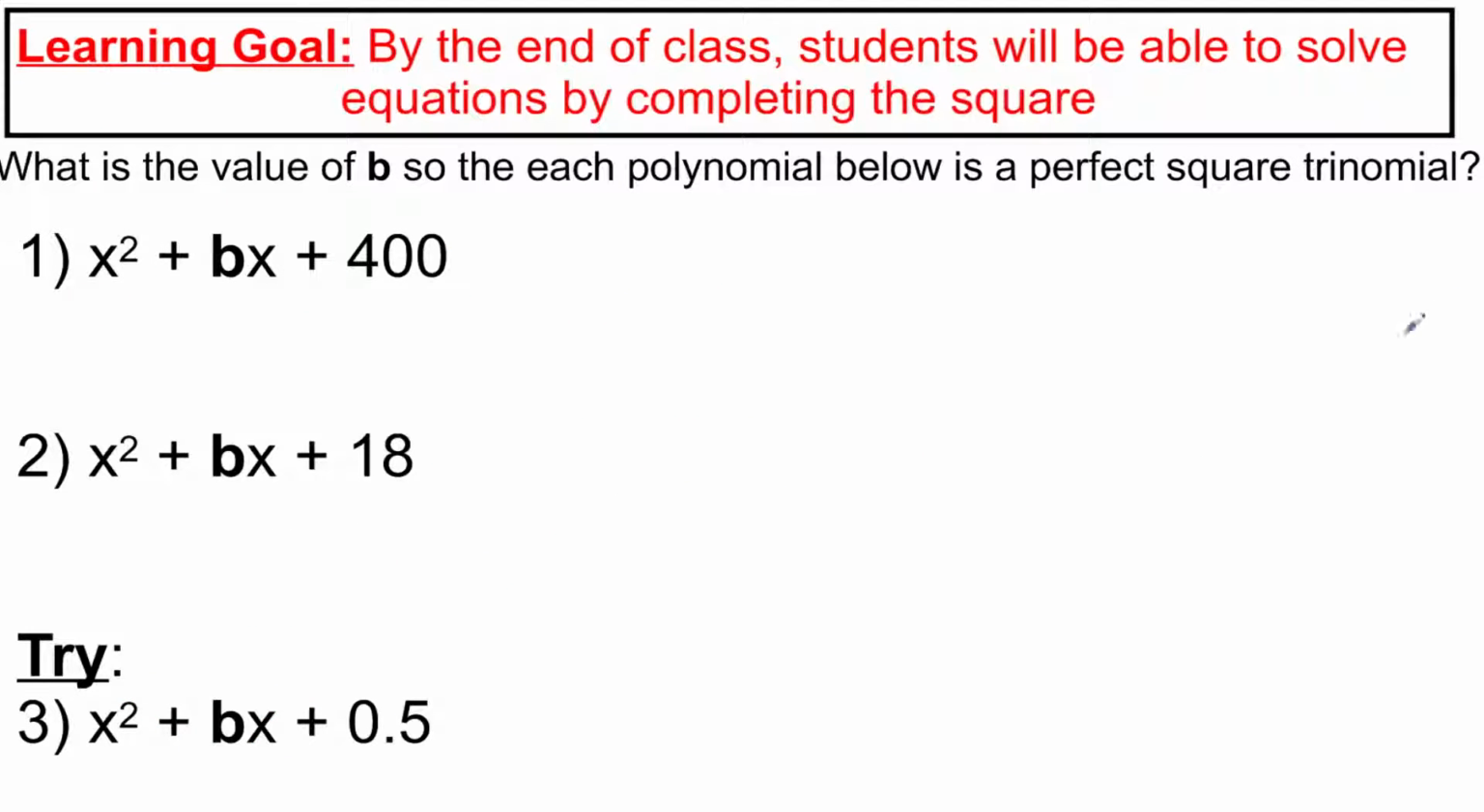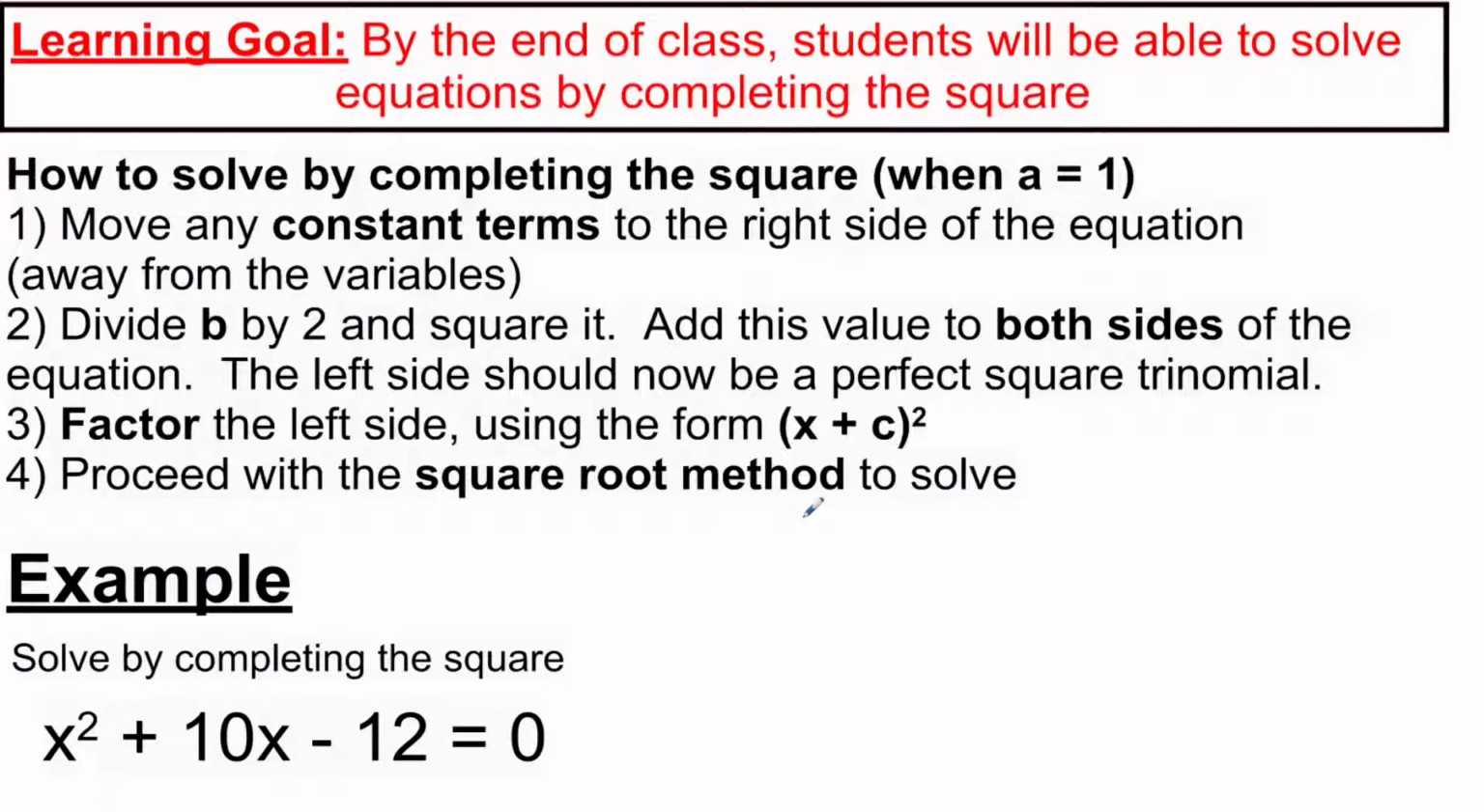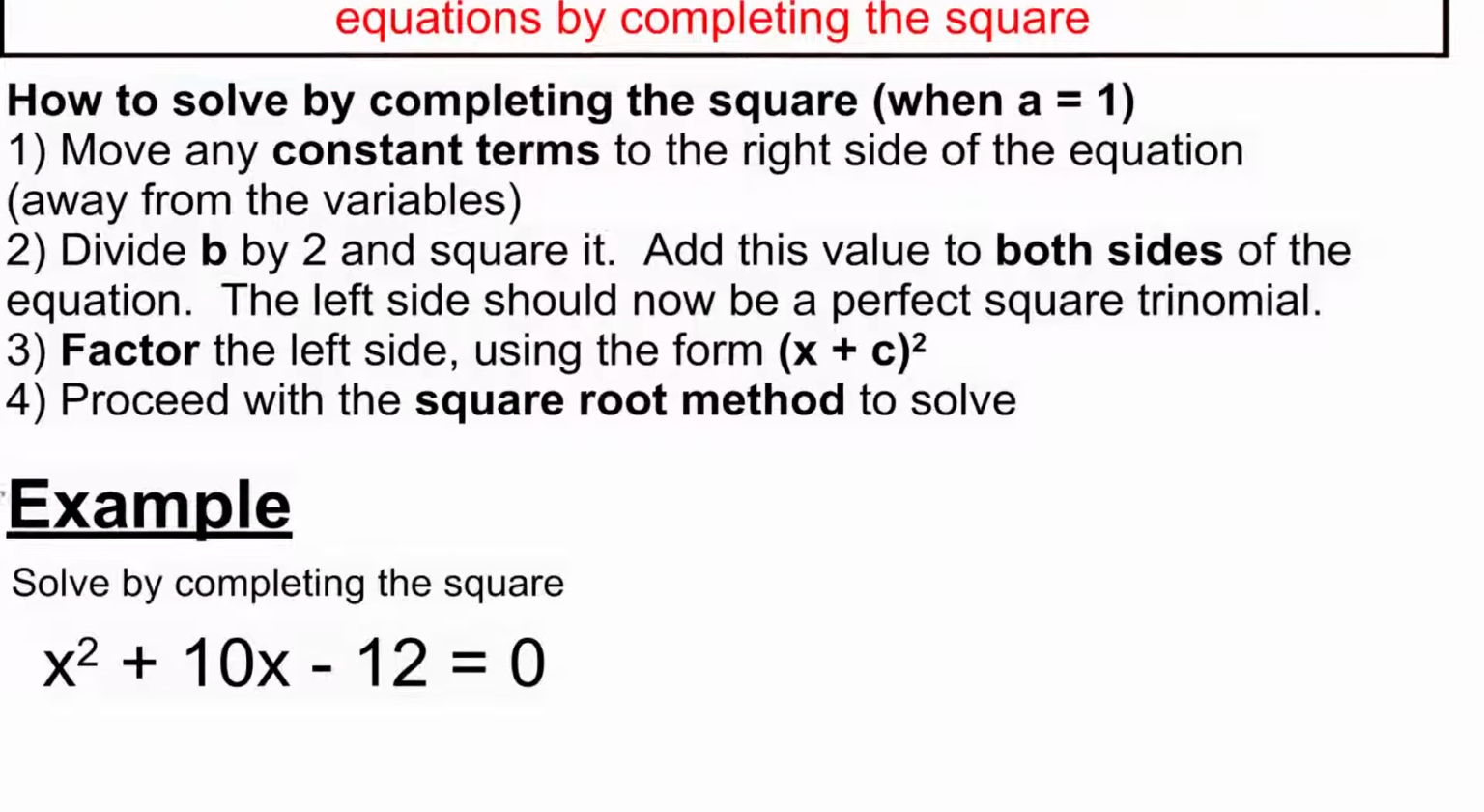So let's actually get into it. I'm not going to do the b values. Let's skip to actually how to do this. If we want to solve using completing the square, here's what we have to do. First thing is, any constant terms that are in the way, we're going to get rid of. I'm going to leave this up here, and if you want to pause and write down steps, go ahead. But we're going to try this out on a problem, and you'll see what I mean by moving the constant term.